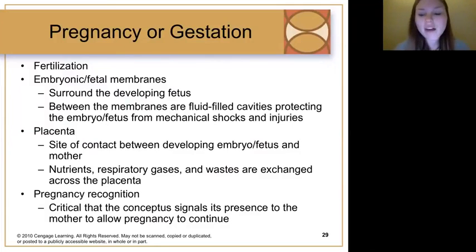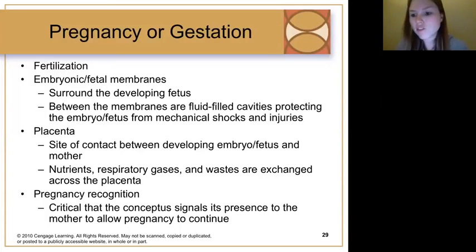And then you have the placenta, which is the site of contact between the developing embryo and the mother. So the placenta is extremely important. Be familiar with the term placenta and what it does, because it provides nutrients, and respiratory gases and waste are exchanged across the placenta.